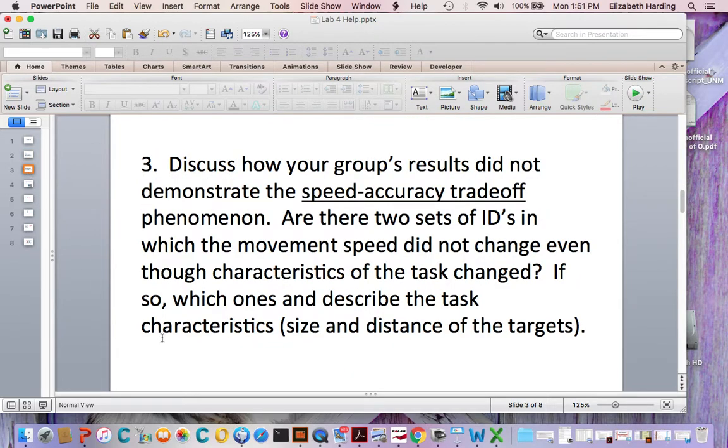A little bit more challenging was, how did it not? So maybe visually look at something, or go back to your data sheet and look at the tests. Was there something that you thought should have been easy but wasn't? And so give characteristics of the size of the targets, how far apart they were, etc.